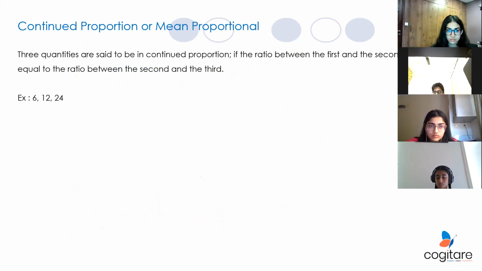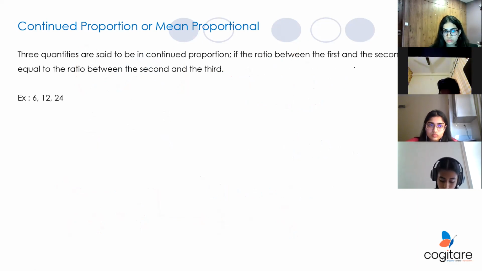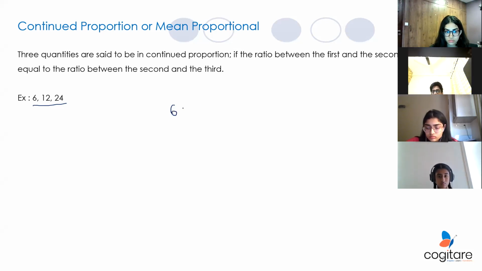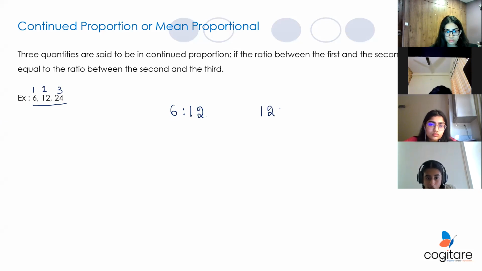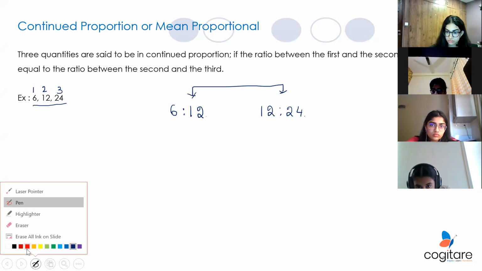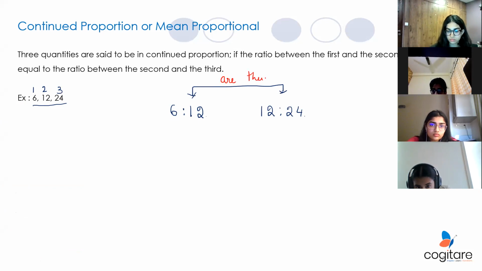What is continued proportion or mean proportional? 3 quantities are said to be in continued proportion if the ratio between the first and the second is equal to the ratio between the second and the third, which means, look at these 3 numbers. If I write 6:12, first and the second, and then take the ratio between second and third, how do you check if these 2 ratios are in proportion? Fiona? Simplify. Are they in proportion?